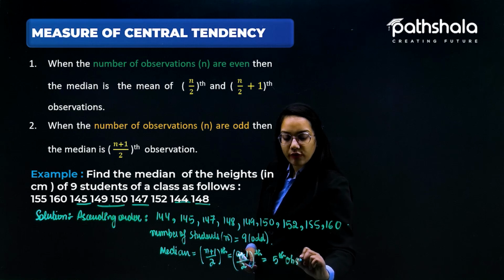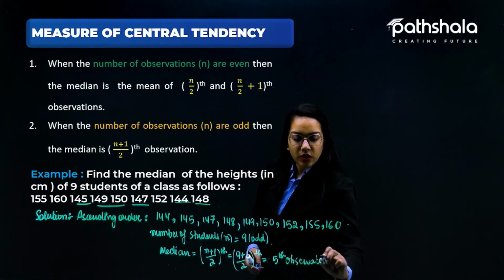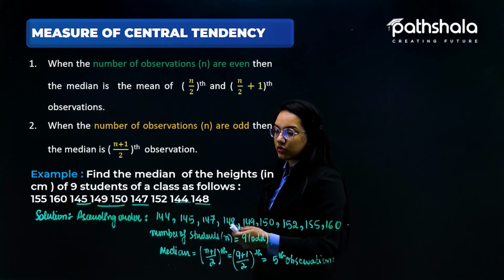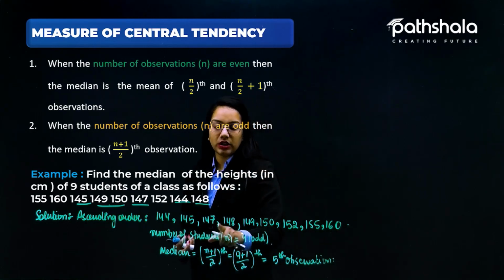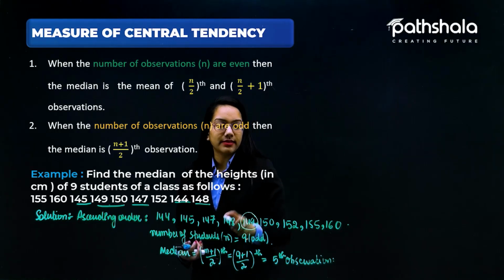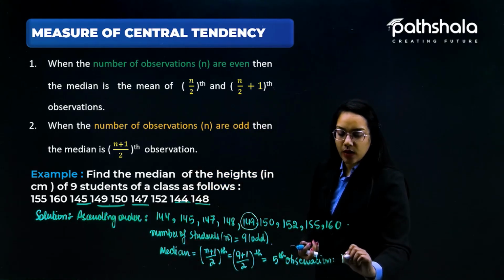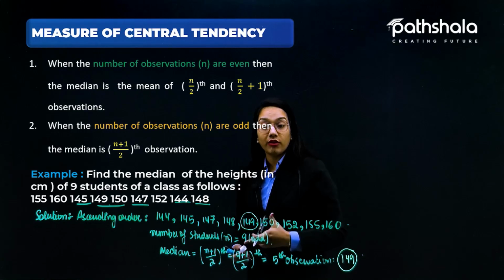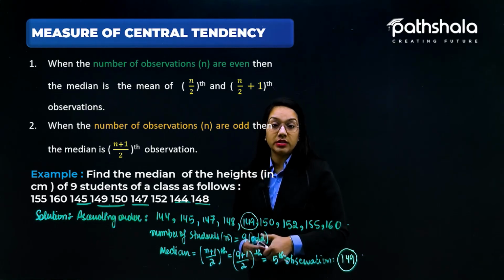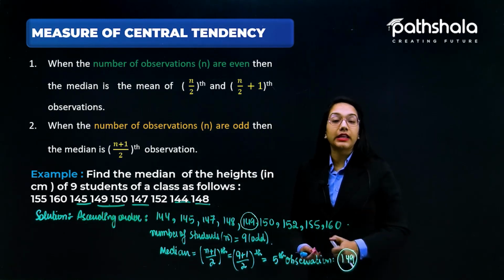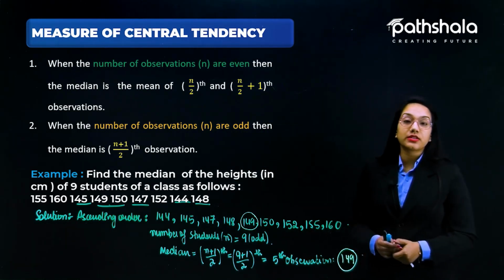So let's look out for the 5th observation over here. Looking at the 5th observation, 1, 2, 3, 4, 5, this is called the median, which is 149. So the 5th observation is 149. It means that the median of the heights of the 9 students of a class is equal to 149.